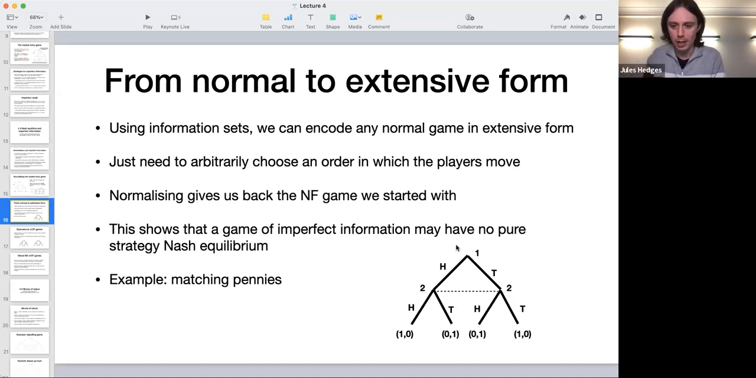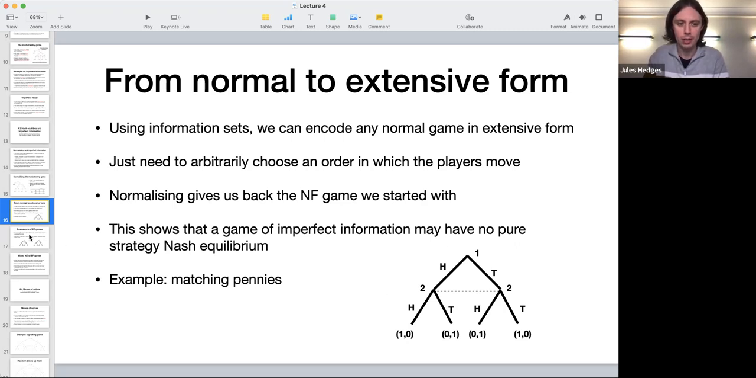So it's essentially just as though they're choosing simultaneously. For example, if we take matching pennies and say player 1 moves before player 2, we get this kind of thing where player 1 goes heads or tails, and then in both cases player 2 goes heads or tails, but player 2 doesn't know what player 1 did. So this is just as good as having them choose simultaneously. And in fact, if we normalize this game, we end up back with the thing we started with, which is matching pennies. And by the way, what this shows is that you can have a game of imperfect information which has no pure strategy Nash equilibrium. I'm going to come back to this point.